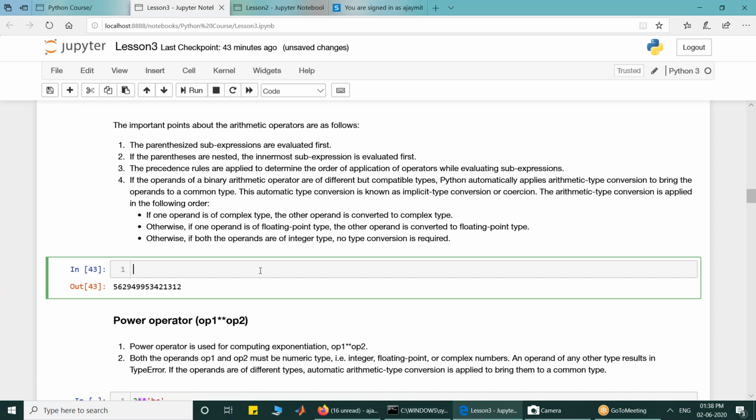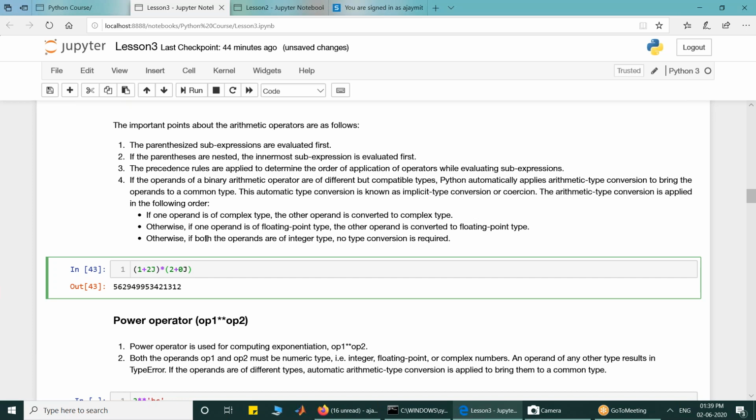So what I want to say is that suppose you write an expression 1 plus 2j into 2. Arithmetic multiplication operator is involved. One of the operands is of complex type, another operand is of integer type. If such a scenario occurs, the integer is also converted into complex type, and if you want to convert it into complex type, you have to do it like this.